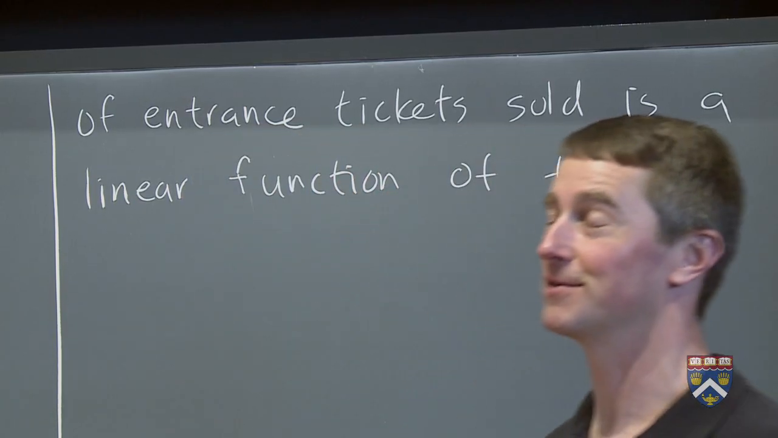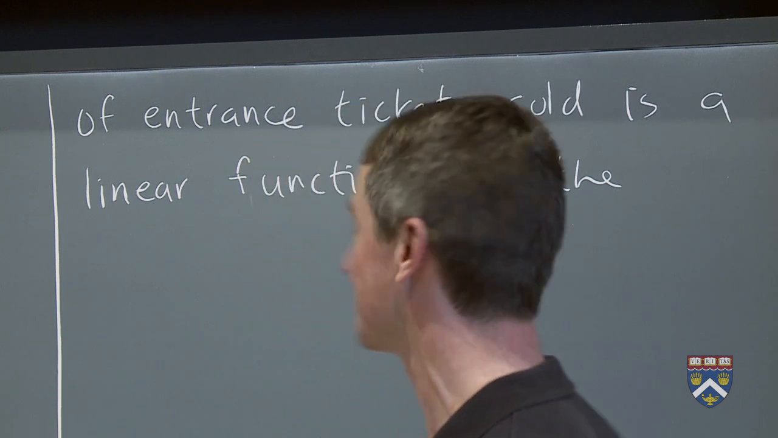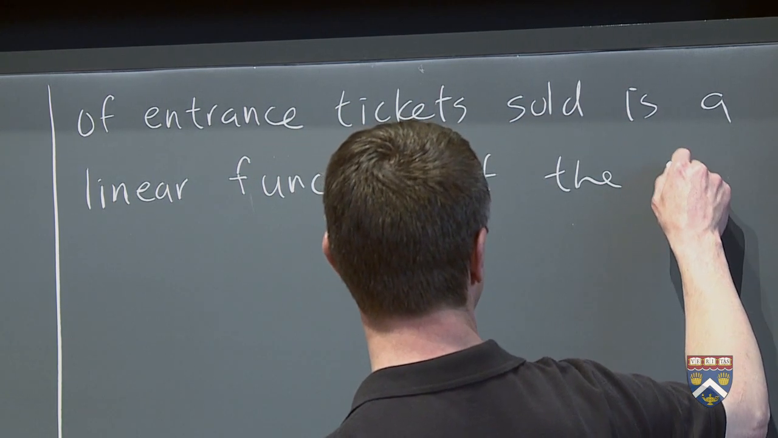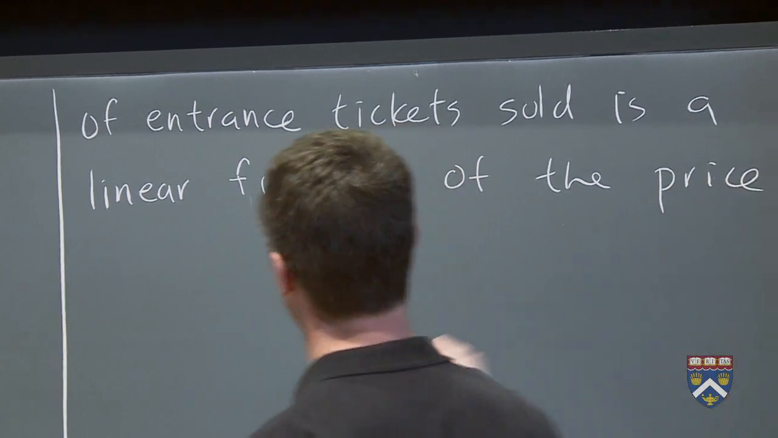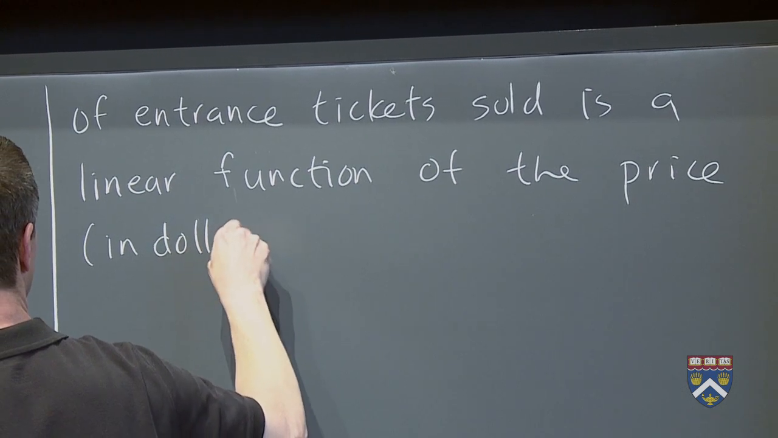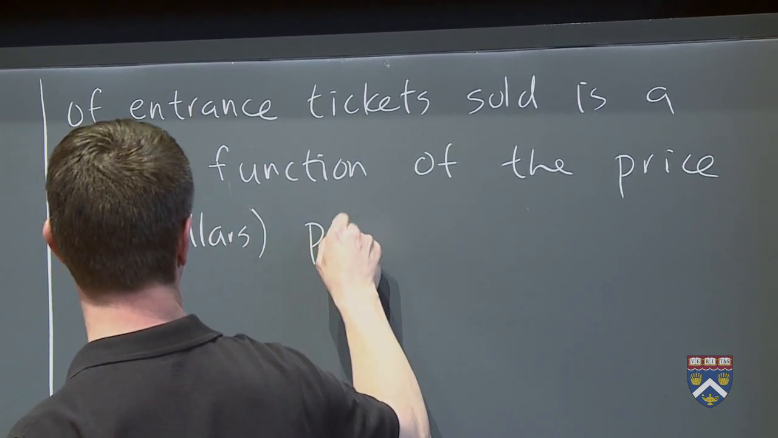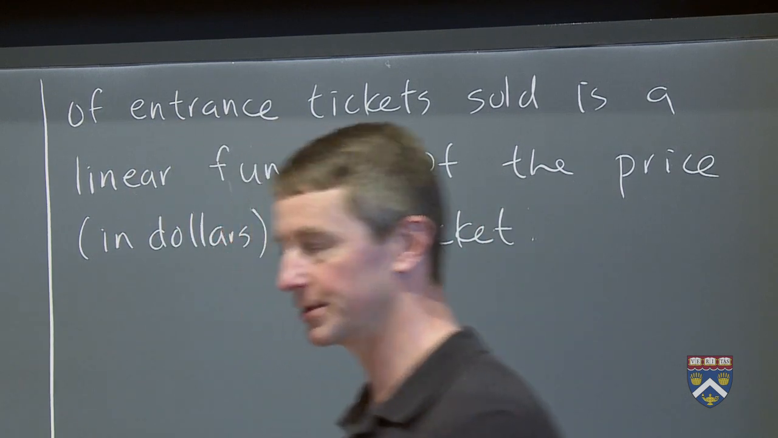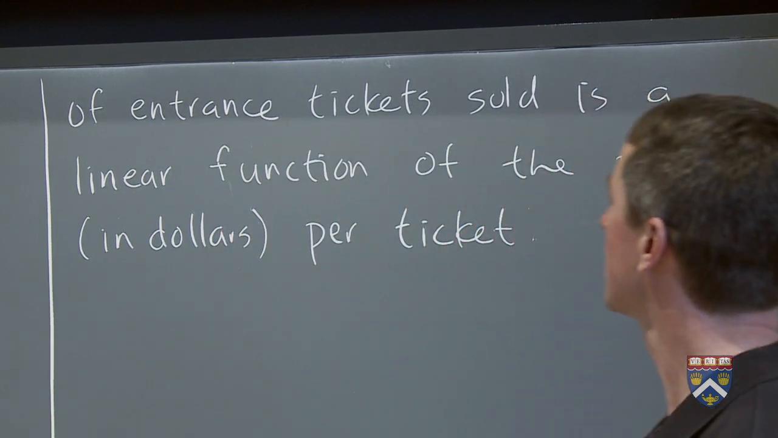Well, it could be a linear function of a lot of things. It could be a linear function of the temperature and all sorts of things. But in fact, what they discover is that it's a linear function of the price in dollars per ticket. And I hope you would think that is a reasonable thing to happen here.